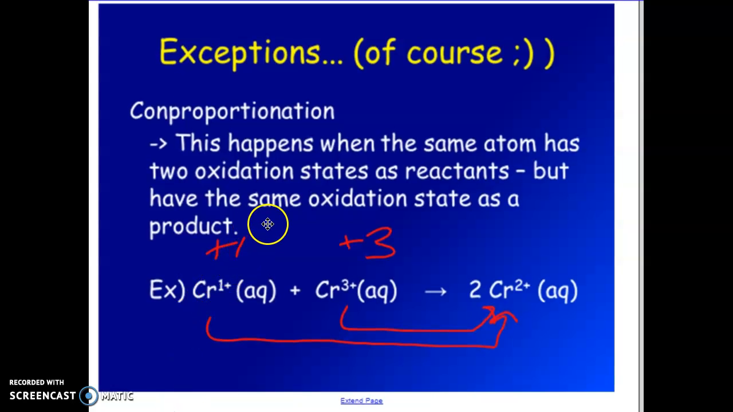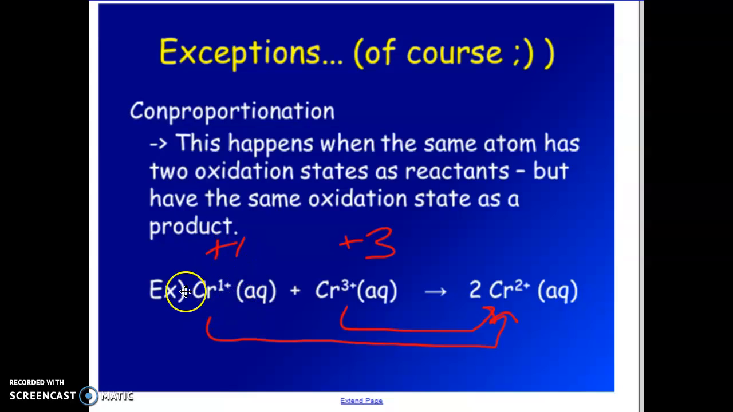So, comproportionation is where you have the same type of element in two different species. They can be ions or they could be in molecules. But what they're doing is becoming the same oxidation number on the product side. So, it's kind of the opposite of the last one we just looked at.